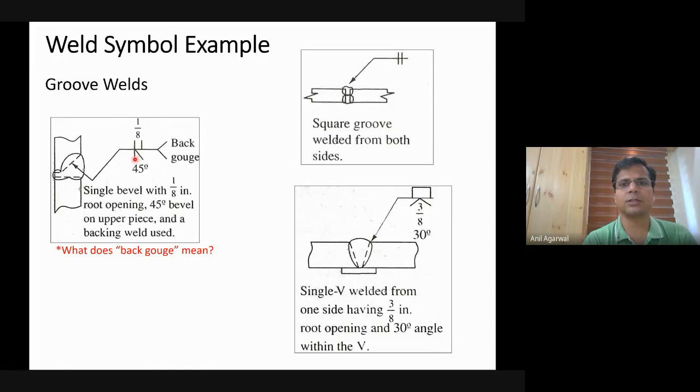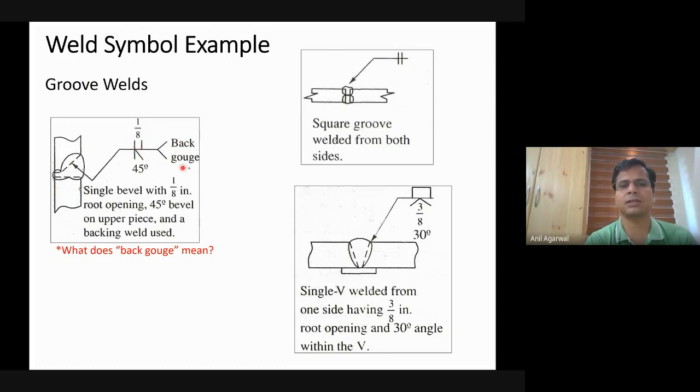In this particular case, you have rectangular on one side and bevel on the other side. The rectangular has a gap of 1/8 of an inch. So this is a 1/8 inch gap. Single bevel, but with a 1/8 of an inch root opening. So the root opening is 1/8 of an inch. 45-degree bevel on the upper piece. So this is the upper piece, this is the lower piece. The upper piece is beveled at a 45-degree angle and backing weld used. Backing weld is basically, because 1/8 is mentioned here, that means there is welding to be done on this side as well. That is backing weld.